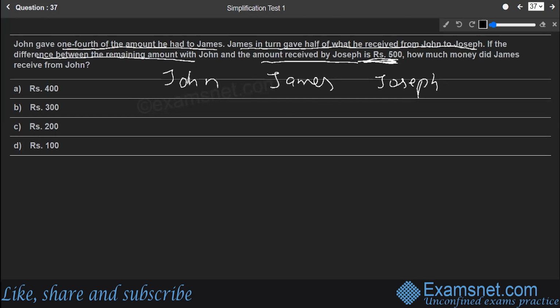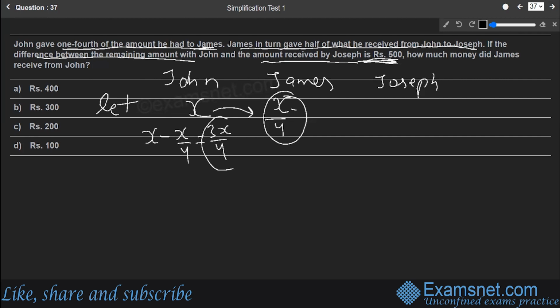So let us start the question by assuming something. The question has started with John, so we'll assume John's amount. Let the amount that John has be X. Then the statement says John gave 1/4 of the amount he had to James. So what is 1/4 of John's amount? That is X by 4. So X by 4 has been given by John to James, so James has received X by 4. How much is John left with? John is left with X minus X by 4, because he has already given X by 4, that is 3X by 4.